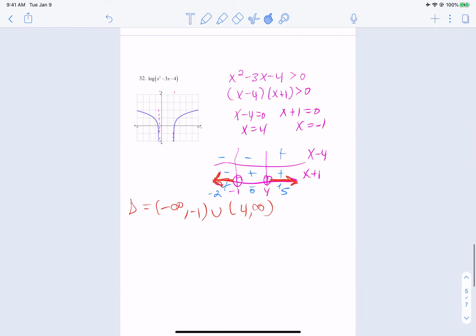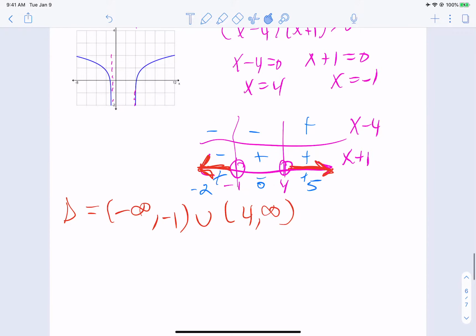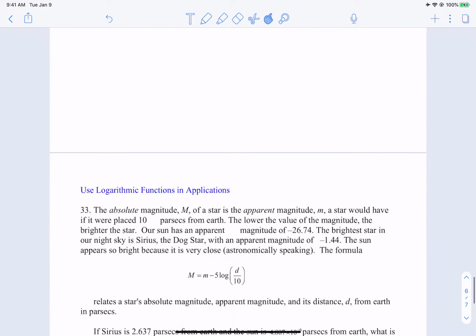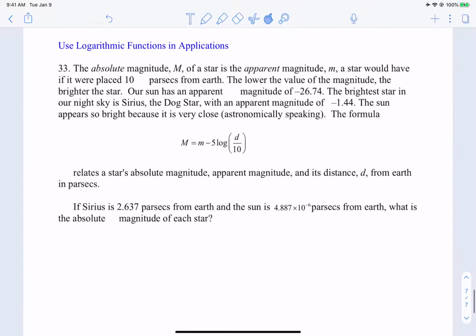We have one more problem to do in this lesson. Then we're going to take a little 5-minute break, and then we'll continue with the next thing. Okay, so let's look at 33.